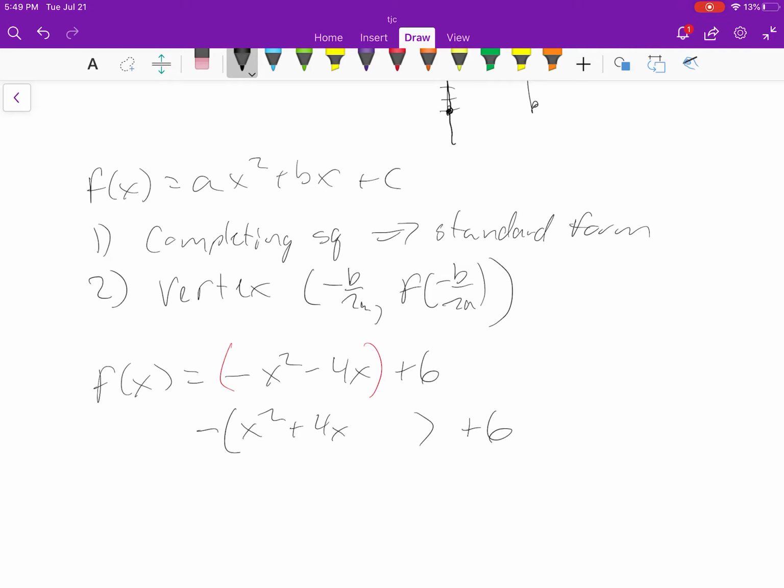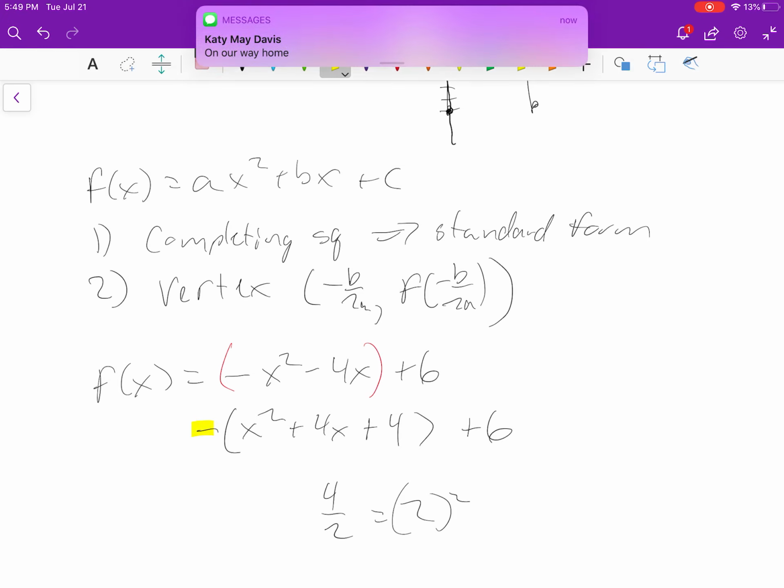So the middle number divided by 2 is 2. So 4 divided by 2 equals 2. 2 squared is 4. So you're going to put a 4 there. But you can't just add a random 4 anywhere. And this is really not a positive 4, it's a negative 4 because of this negative outside here.